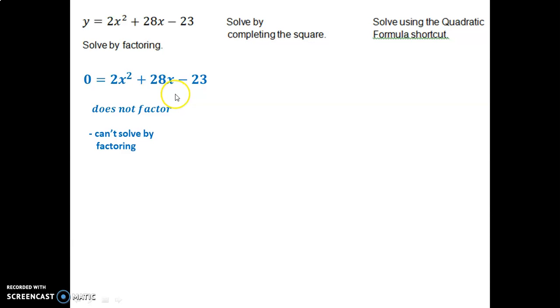So maybe you tried, you're like, I just can't find those numbers that work. So this is a classic situation. When we can't factor, then we're left with having to complete the square or use quadratic formula, which are the same thing, right? So let's try completing the square.